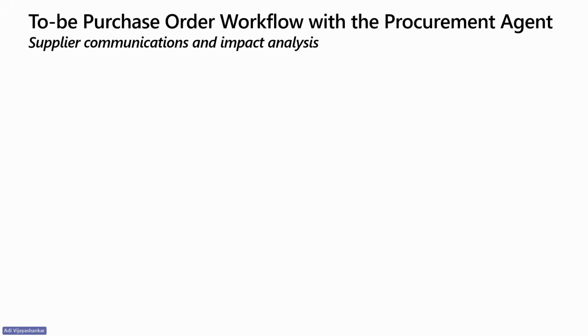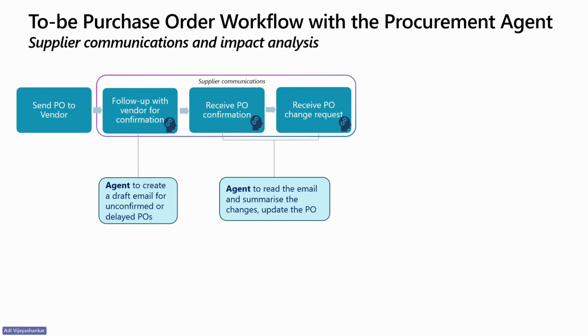When we go to the to-be process of purchase order, which becomes more agent assisted and workflow driven, reducing manual touch points, what does that look like? Obviously, with the supplier communications agent, the agent proactively follows up with suppliers by generating draft communications for confirmations or delays. Supplier responses of confirmation or changes are automatically read and interpreted by the agent, and key changes are summarized.